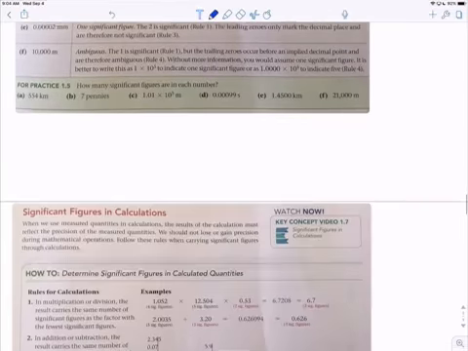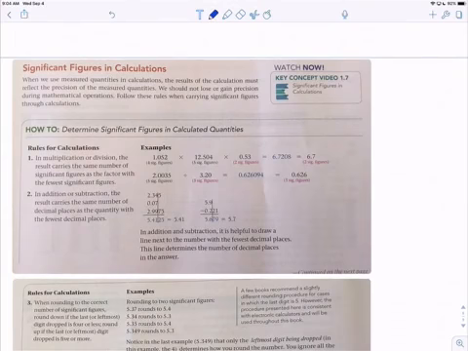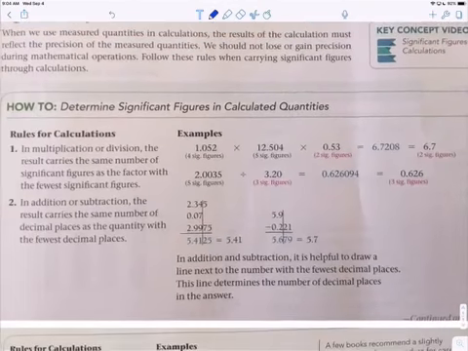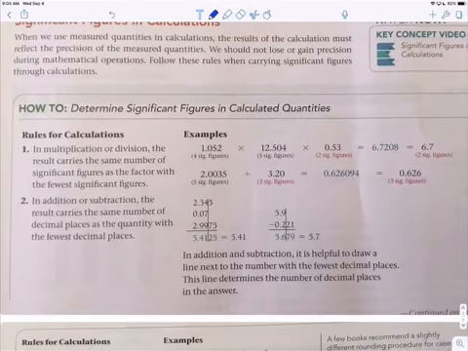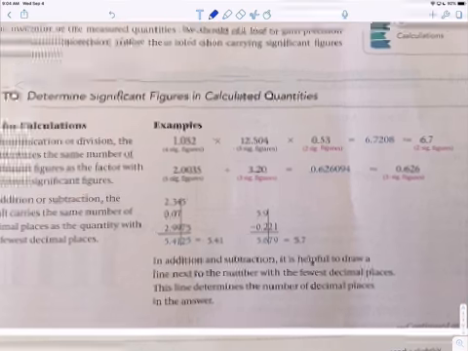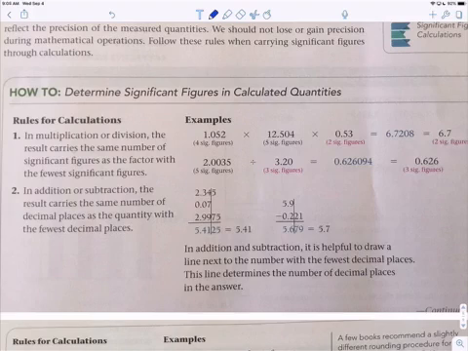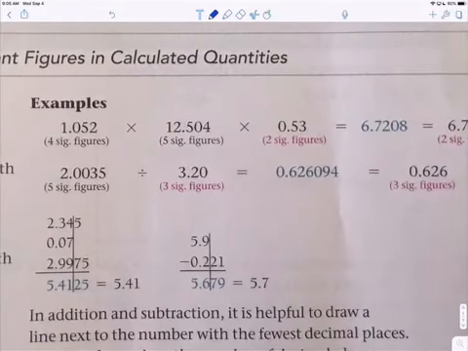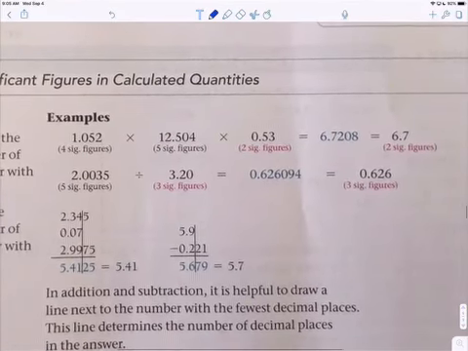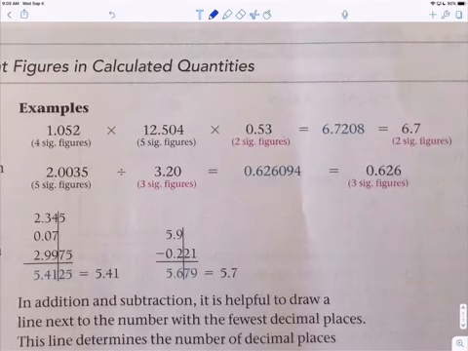Okay. Now, let's look at calculations. The general rule is you go for the lowest number. So for multiplication and division, you look at the number that has the lowest number of sig figs, and you round off at the end. For this calculation here, 1.052, 4 sig figs, times 5 sig figs, times 2 sig figs, and you get an answer. You round off the answer at the end.